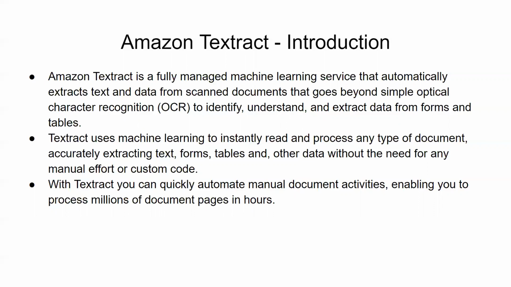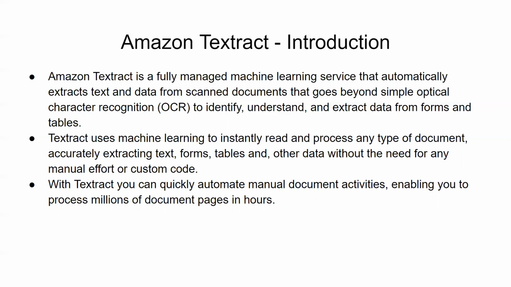Textract uses machine learning in the background to instantaneously read and process all of the key value pairs in your document. It will even extract all of the text that it finds in the document. It will extract all of the forms as key value pairs and any kind of tabular related data that you have, and any other data that you would require. So you don't need to write any kind of code. Textract automatically takes care of that for you.